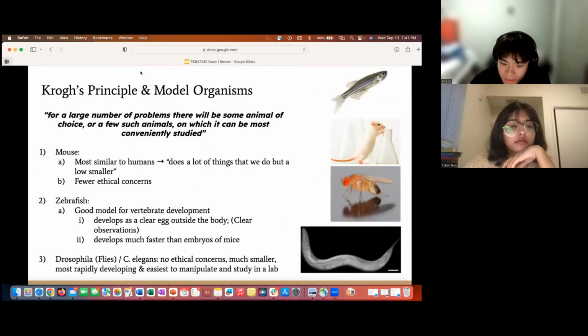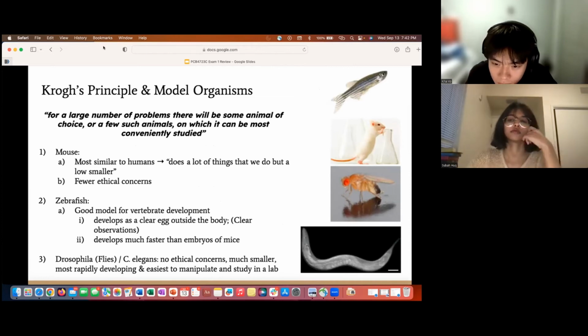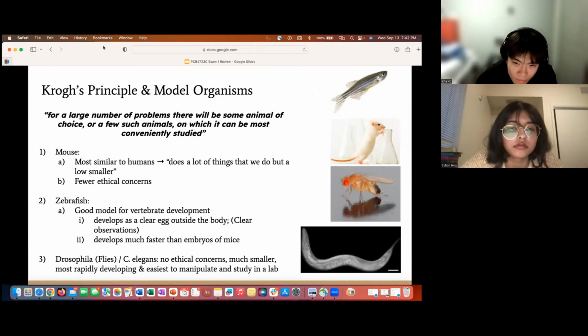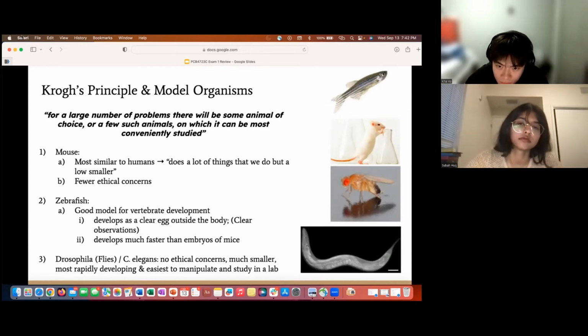Now I'm going to be talking about Krogh's principle and model organisms. According to him, for a large number of problems, there will be some animal of choice, or a few such animals, on which it can be most conveniently studied. So simply, what he's trying to say is that if you are trying to look into a specific function, a specific gene, and go deeper into research on it, there will be some organism that we could utilize to expand on that knowledge.